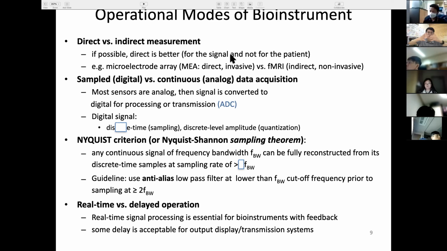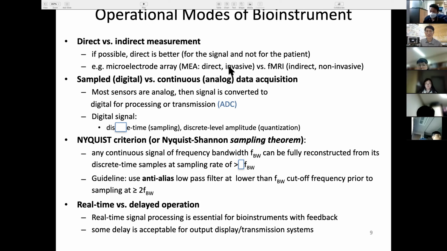Because the brain is covered with the skull, cerebrospinal fluid, and scalp, usually the signal you are measuring can be very, very weak or noisy. So that is a problem. So for example, that we call a direct or indirect measurement. MEA, or multi-electrode array, microelectrode array, is put directly into the subject or sample. So that's direct and invasive. It gives a good signal, but it's invasive.